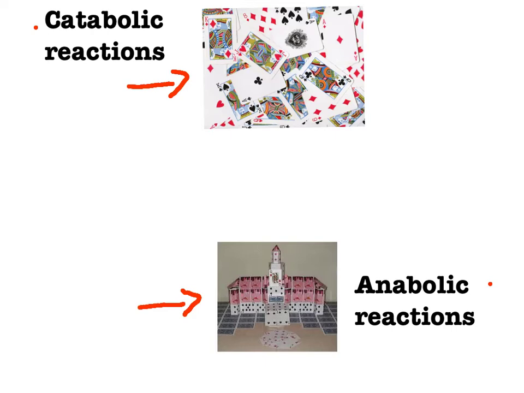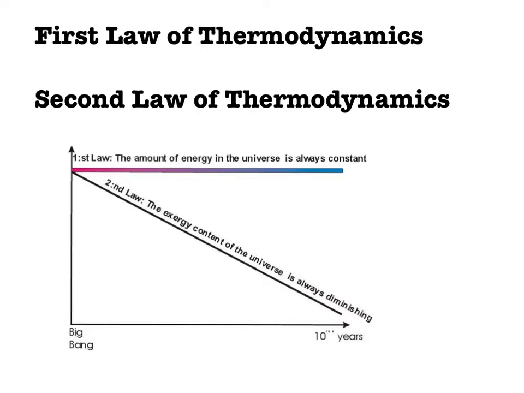And one way you can remember this is you probably know what anabolic steroids are. So anabolic steroids are taken by people who want to build up muscle. So they're trying to create larger, more complex structures out of smaller structures. These are anabolic processes. And again, these are energy requiring processes.